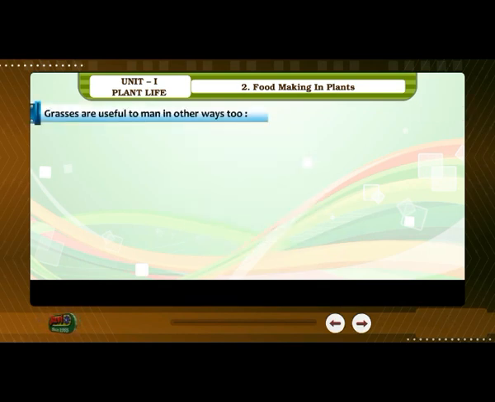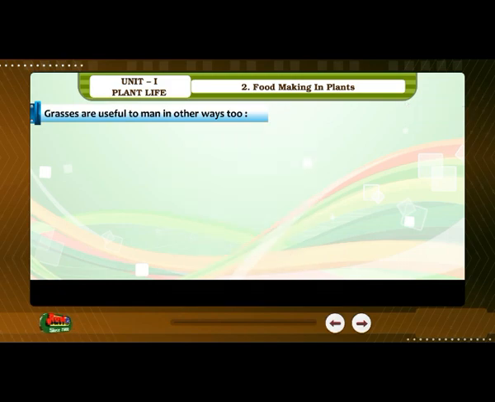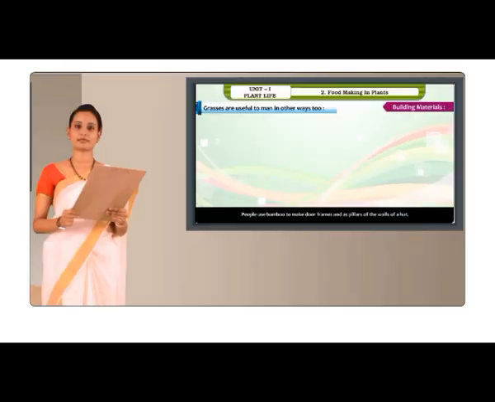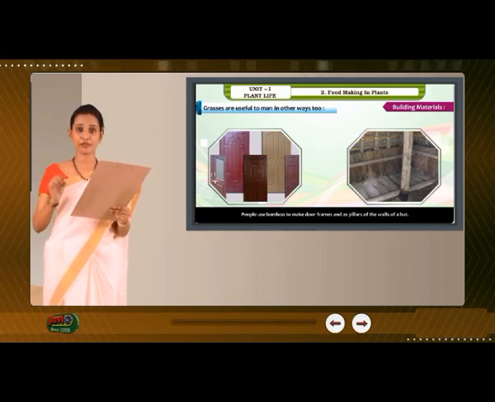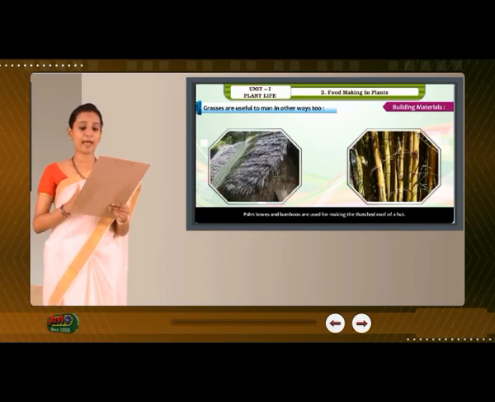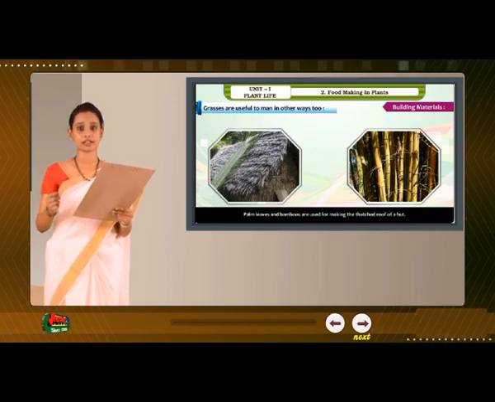Grasses are useful to man in other ways too. Paper. Many types of grasses are used to make paper. Building materials. People use bamboo to make door frames and as pillars of the walls of a hut. Palm leaves and bamboos are used for making the thatched roof of a hut.